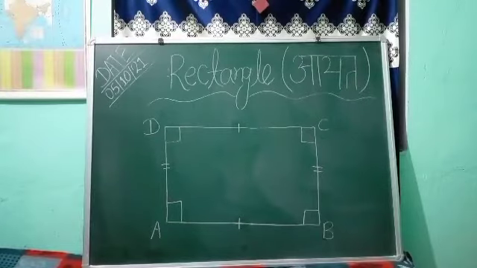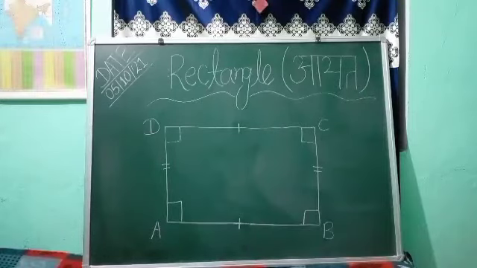Today we are going to discuss about rectangle. So let's start. A rectangle is a four-sided polygon having all the internal angles equal to 90 degrees. The two sides at each corner or vertex meet at right angles.